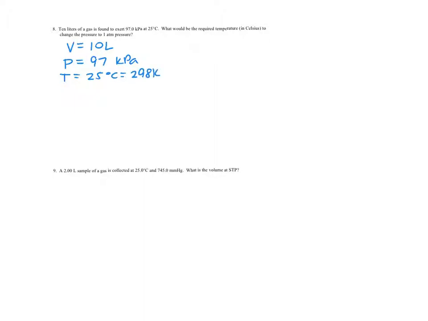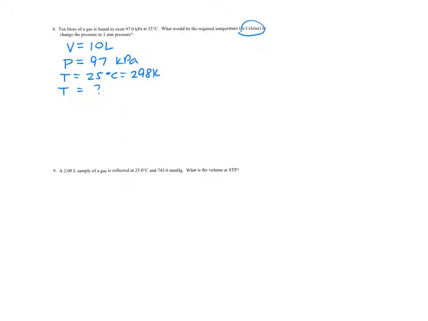What would be the required temperature in Celsius? Now this is a key. When it asks for a temperature in Celsius, you still have to make the initial change to Kelvin, and then you have to change it back. You only have to change it back to Celsius when it stipulates that.